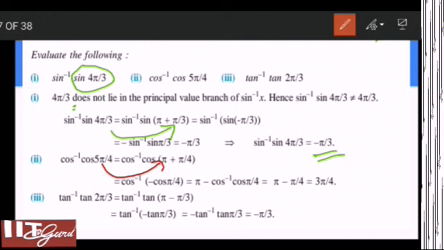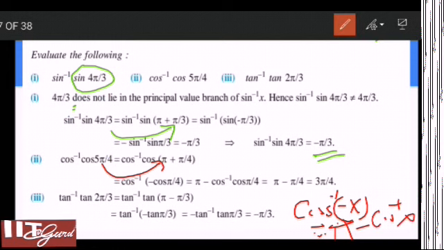So cos inverse of minus x, we know that cos inverse is neither odd nor even, so we can say pi minus cos inverse x. Here you can use this formula, pi minus cos inverse cos pi by 4, and hence we can say pi minus pi by 4. So 3 pi by 4 is your answer.